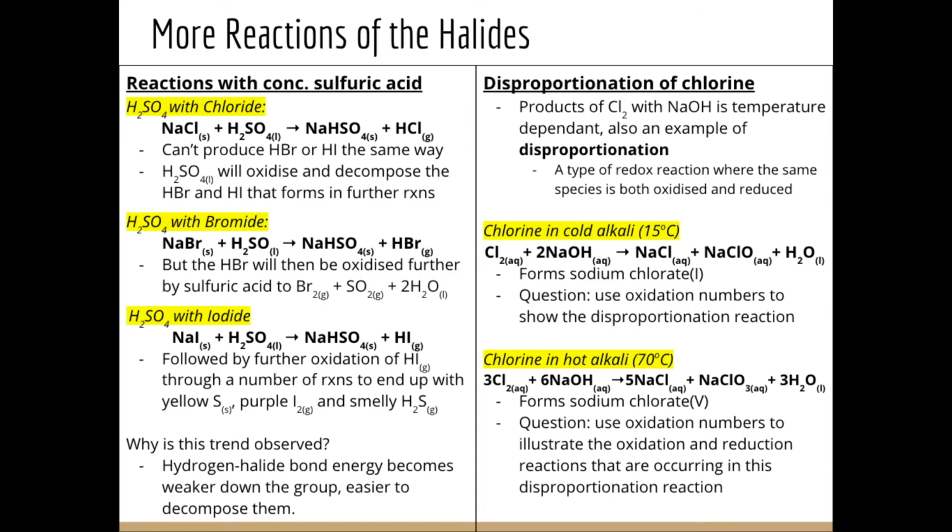So we need to be familiar with both the products of these two, just slightly different reaction conditions. We form sodium chloride. I mean, the products are the same. We just have a different sodium chlorate 1 for the cold, sodium chlorate 5 for the hot. And then we want to use oxidation numbers in order to demonstrate this as a disproportionation reaction.